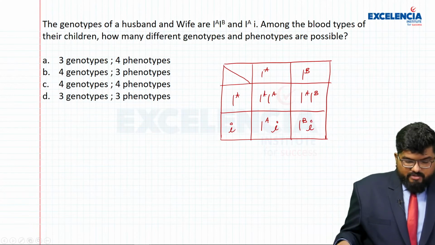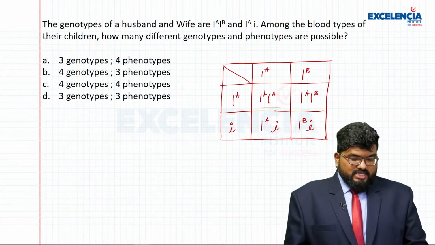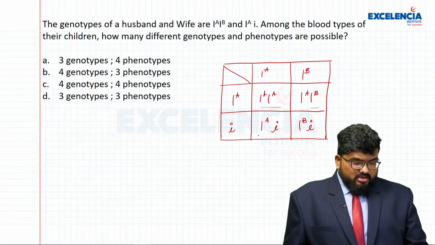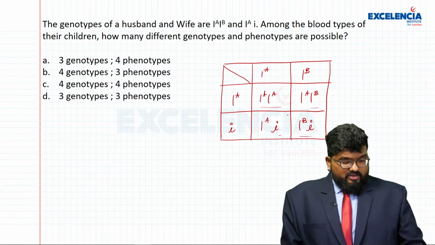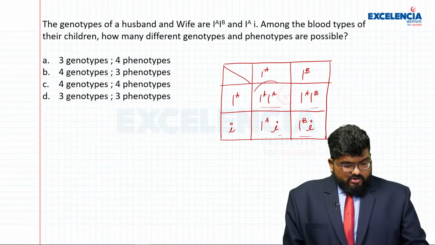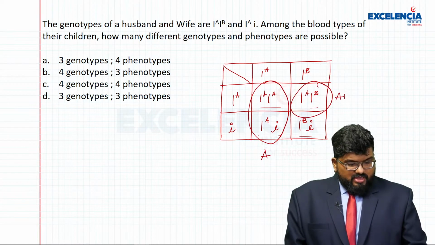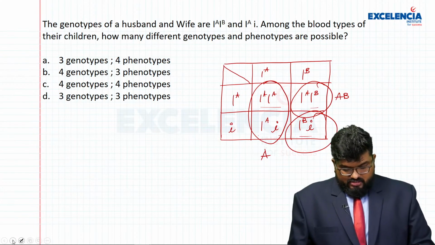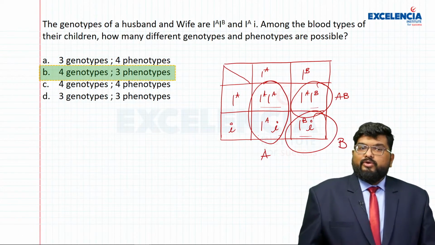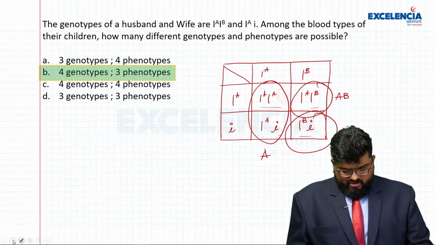So how many independent genotypes do we have? Homozygous dominant A, then AB, heterozygous A and heterozygous B. So we have 4 genotypes. But how many phenotypes do we have over here? Blood group A, isn't it? Blood group AB and blood group B. So we have 4 genotypes and 3 phenotypes. Right? A simple Punnett square, a quick evaluation, and you get your answer.